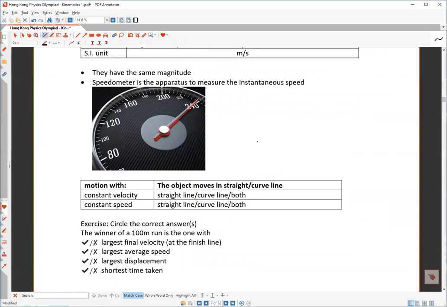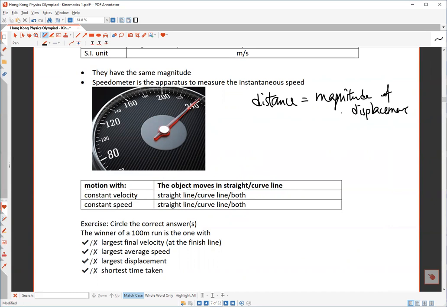So let me draw a curve. Let's talk about when the distance will equal the magnitude of the displacement. Can anyone give me the answer? So when will these two be equal to each other? And remember how we define the displacement. It is the shortest distance from the initial point to the final point.